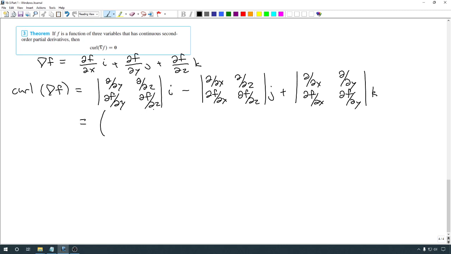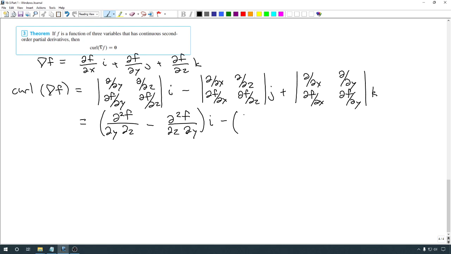So when we go along the diagonals, we have the derivative of f with respect to z, but then with respect to y. So that's going to be our second derivative of f, first with respect to z, and then with respect to y. Then we have another second derivative, the second derivative of f with respect to y and then z. That's going to be our i component.